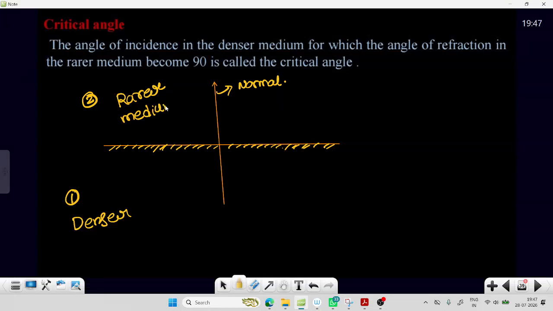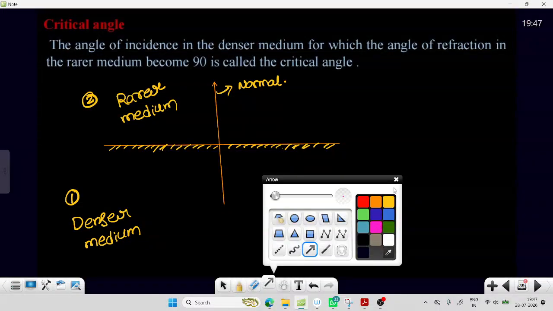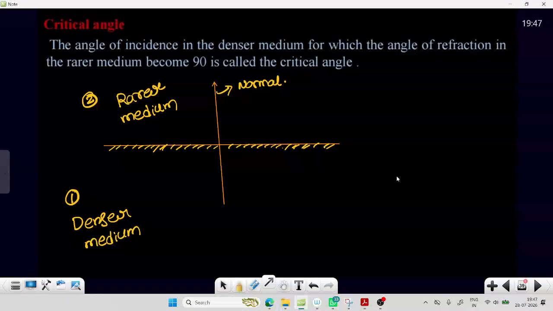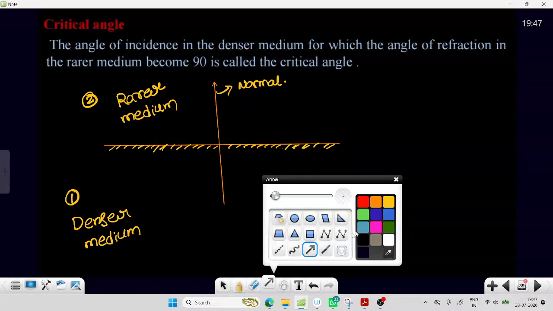Now you tell me what will happen. Light is moving from the denser medium to the rarer medium, let us consider. So what happens to the light ray now here? When it is moving from denser to rarer, what happens?